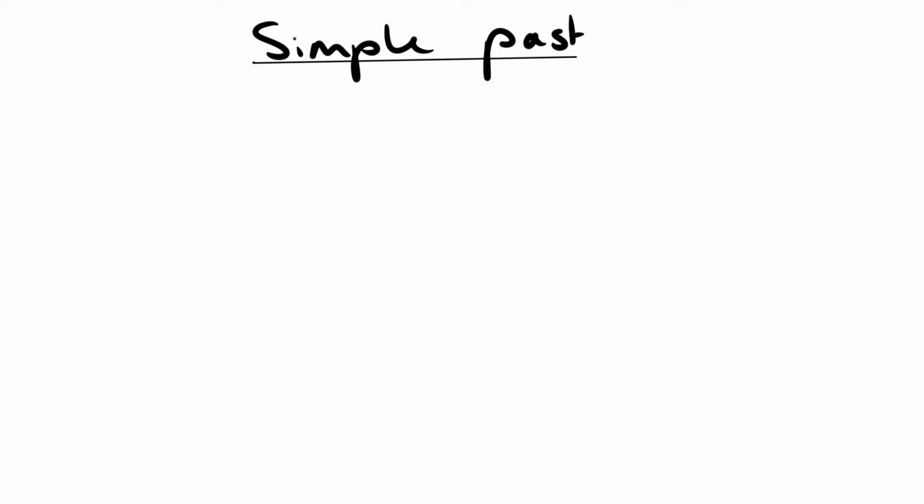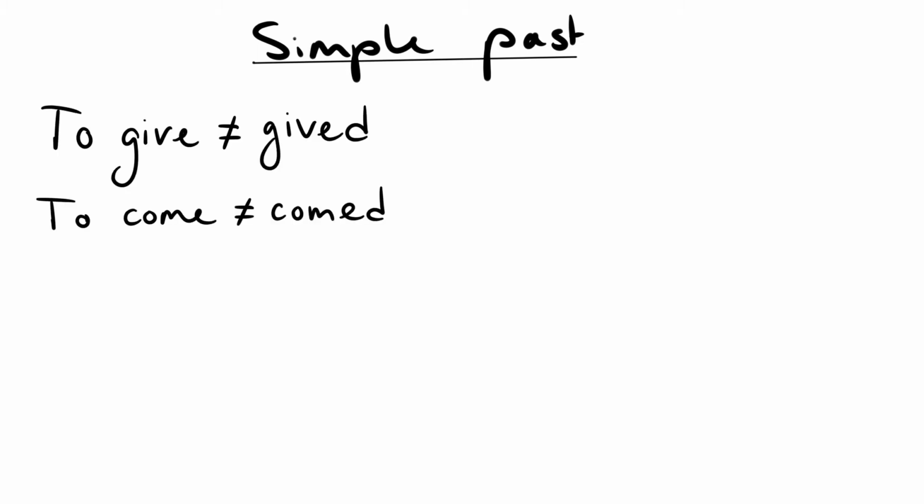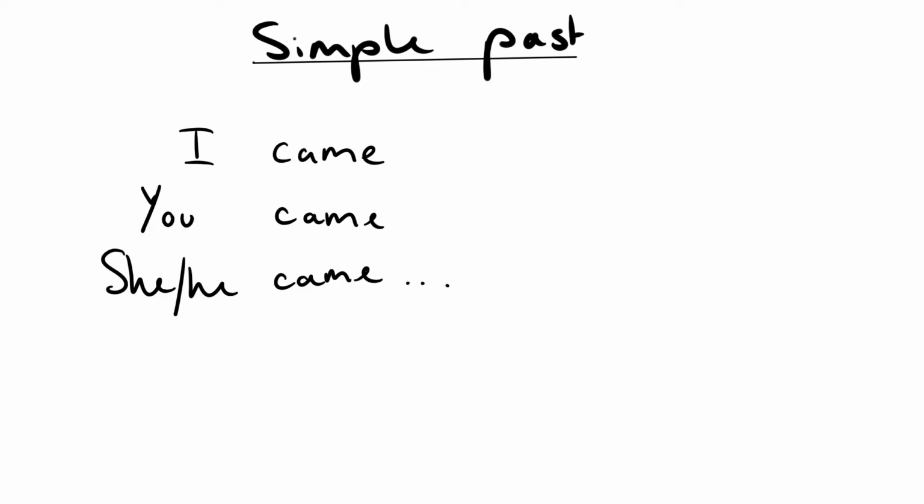Some verbs are a little rebellious. They don't use the same rules. For example, to give or to come don't become gived and comed in the simple past. Their first vowel instead turns into an A. So for example, to give turns into gave. To come becomes came. And this applies to all pronouns. So for example, the verb to come in the simple past would be I came, you came, she came, and so on.